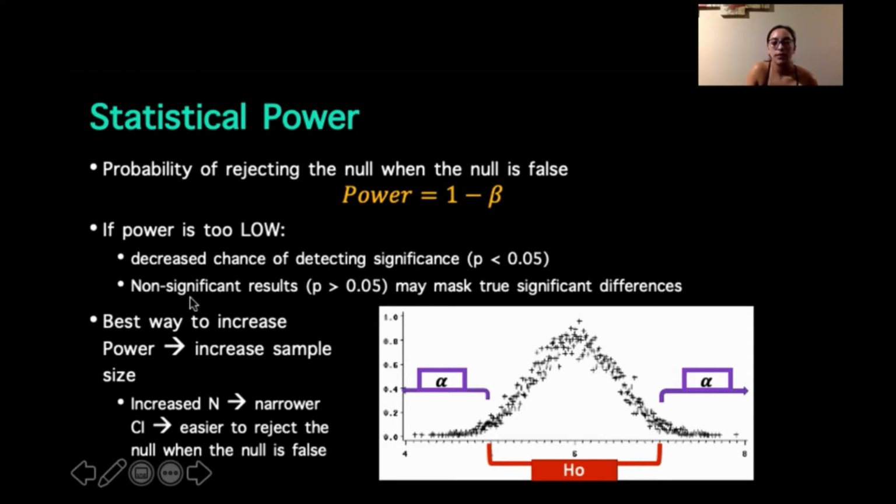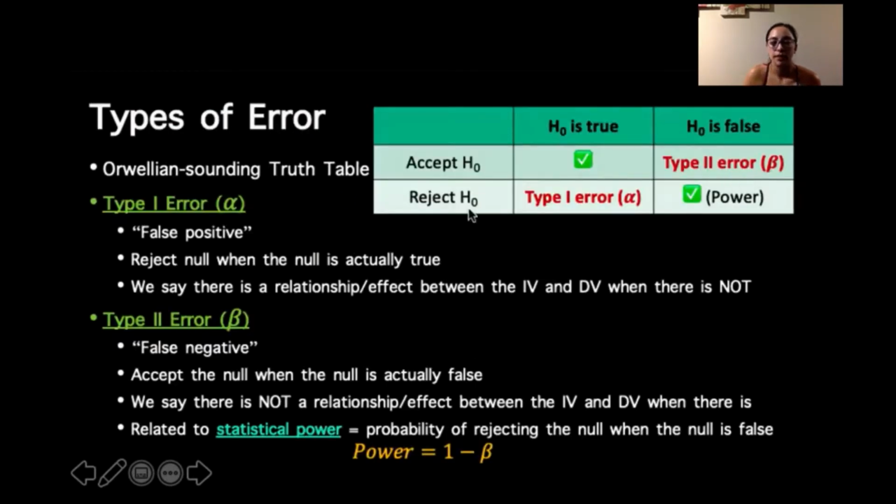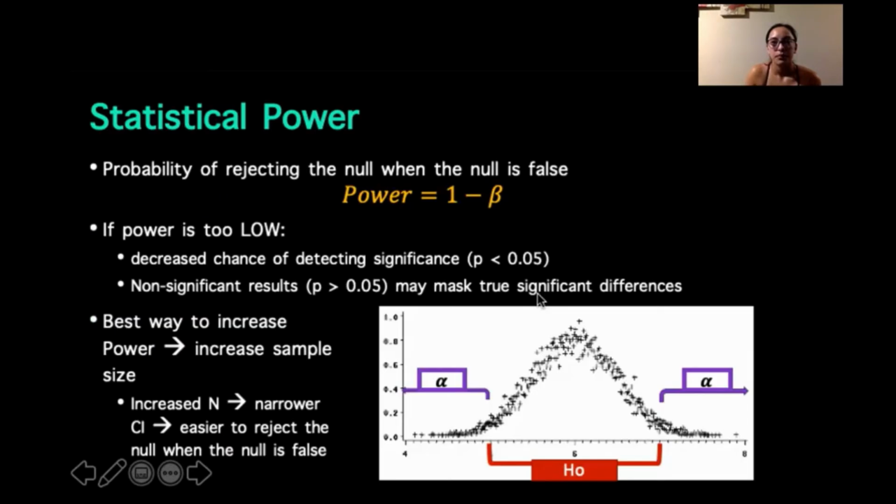In other words, non-significant results may mask true significant differences. So if I have an 80% chance that I'm going to correctly reject the null hypothesis, I have a 20% chance that I will make a type 2 error. In other words, I have a 20% chance that I'll accept the null incorrectly. If I accept the null when the null is actually false, I have misidentified an actual significant difference. So that's what this area means here.